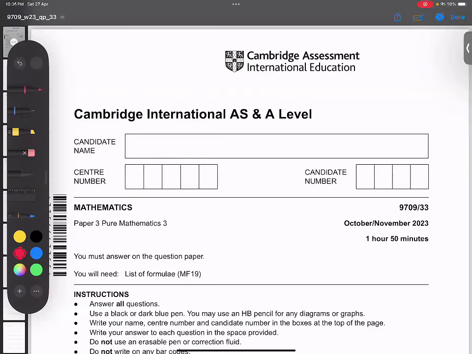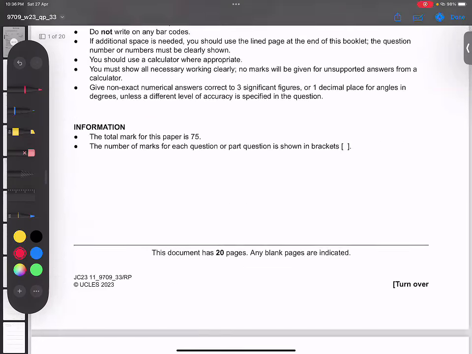Bismillah ar-Rahman ar-Rahim. This is the October 2023 paper, variant 33, Complete Pure 3 paper. Let's try to solve the questions.